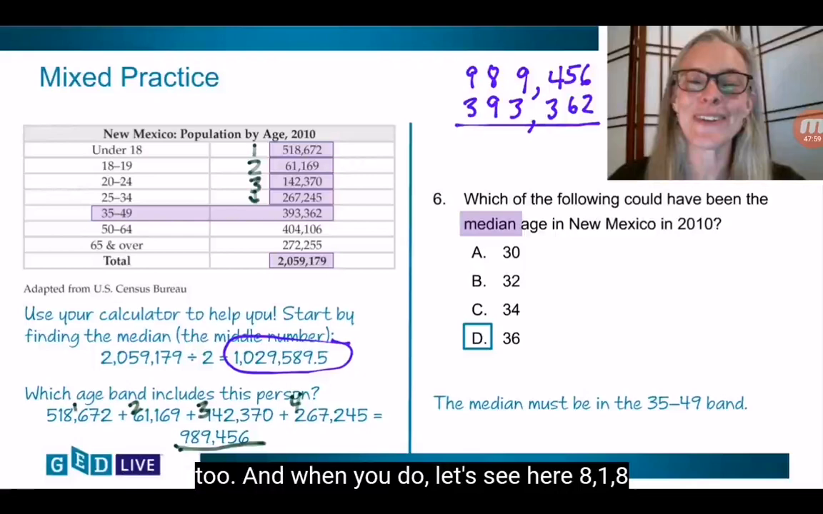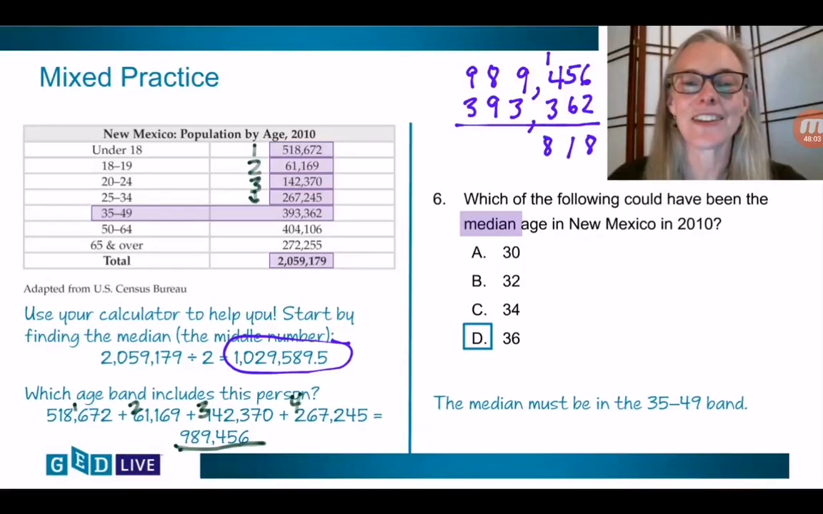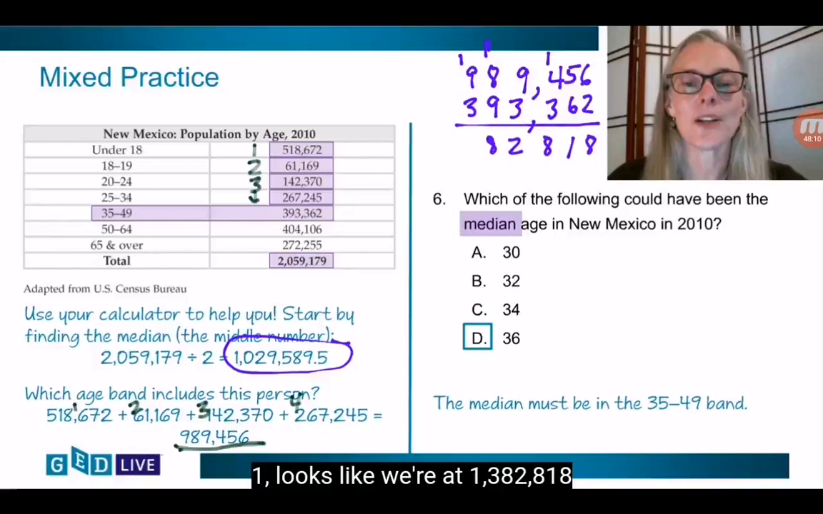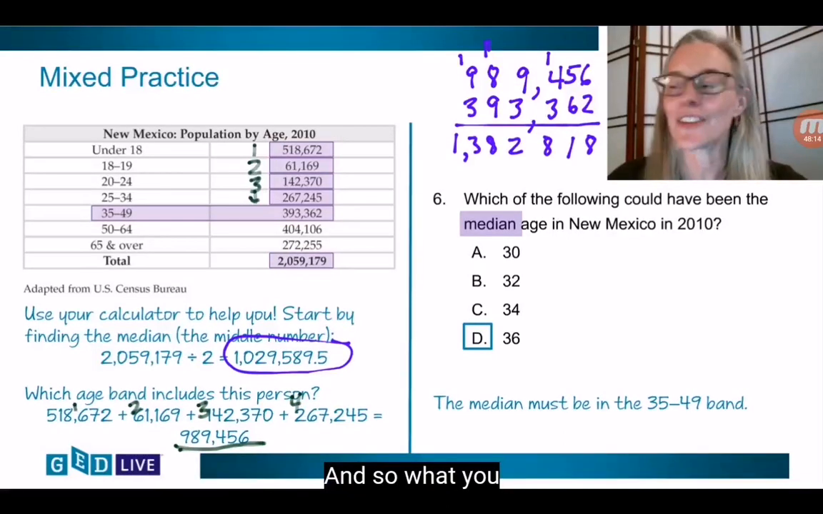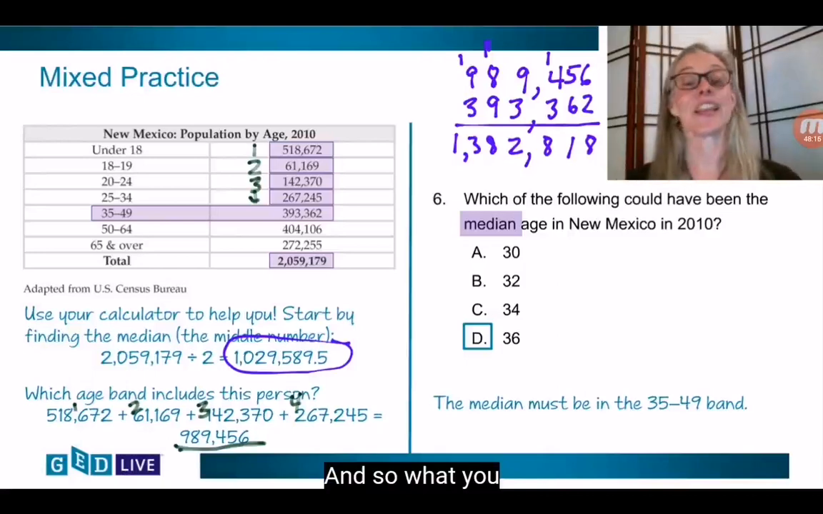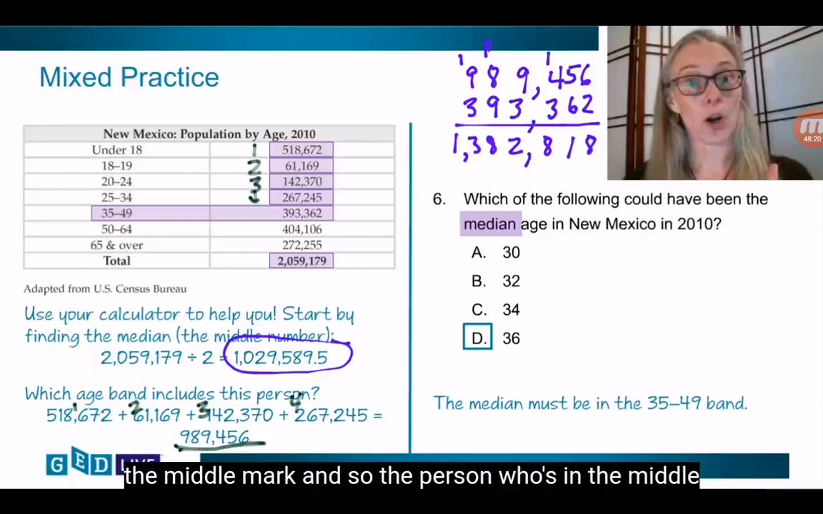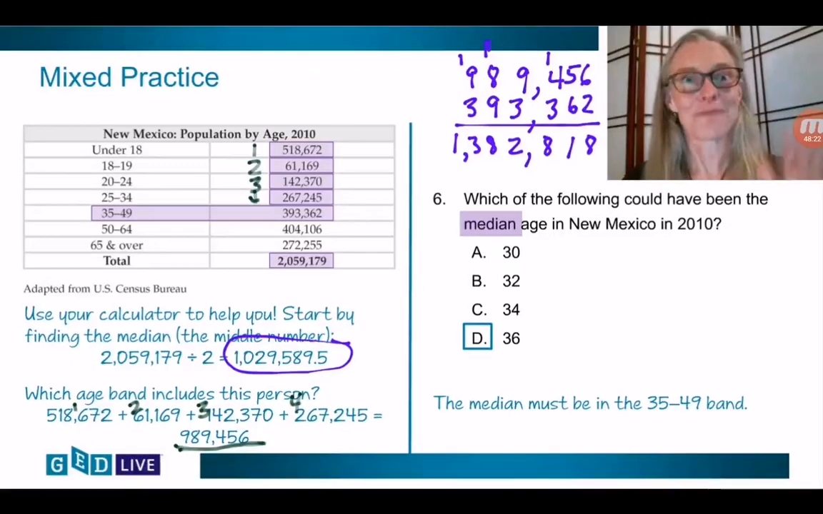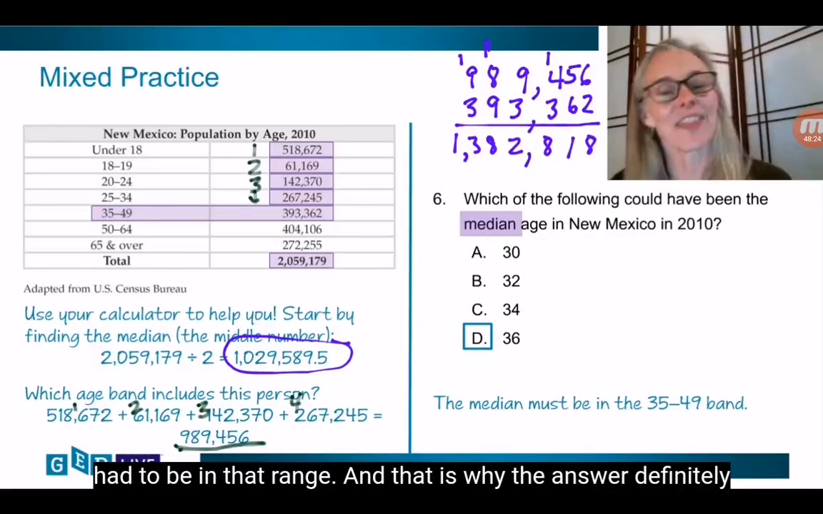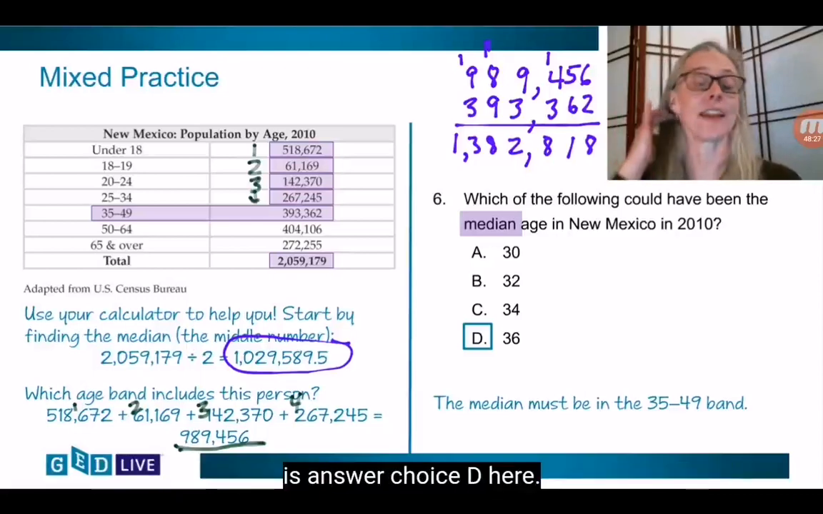And when you do, let's see here, carry the 1. Looks like we're at 1,382,818, right? And so what you can see is when you add in those people, you have overshot the middle mark. And so the person who was in the middle had to be in that range. And that is why the answer definitely is answer choice D here.